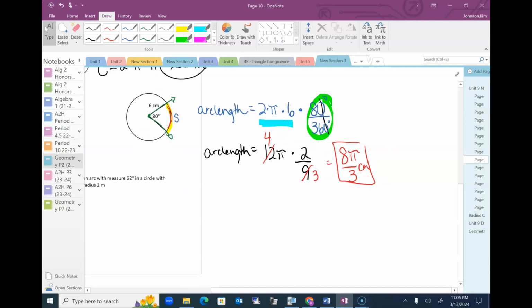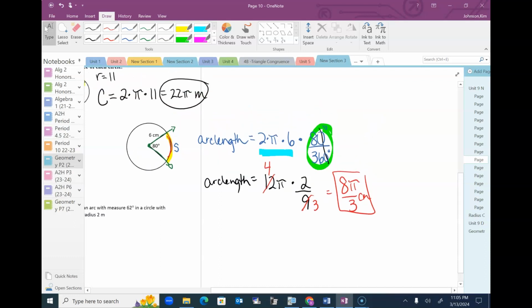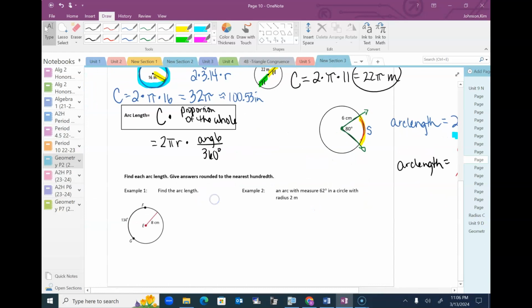Now, some of you might have noticed in this problem that part of this formula can be simplified from the start. Some of you might have seen that we have this 2 in the numerator and this 360 in the denominator can both divide by 2. Okay, so if you don't like thinking of this as circumference times the proportion and you want to do the fully simplified version, you could also think of this formula as pi times the radius times your angle over 180. The reason you can do that is because the 2 and 360 can both divide by 2 and simplify out.